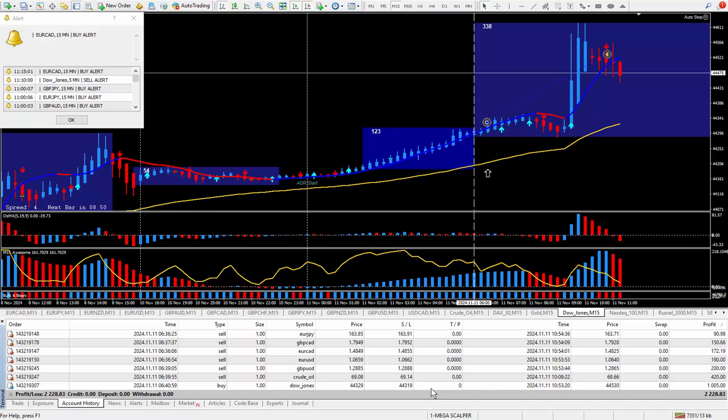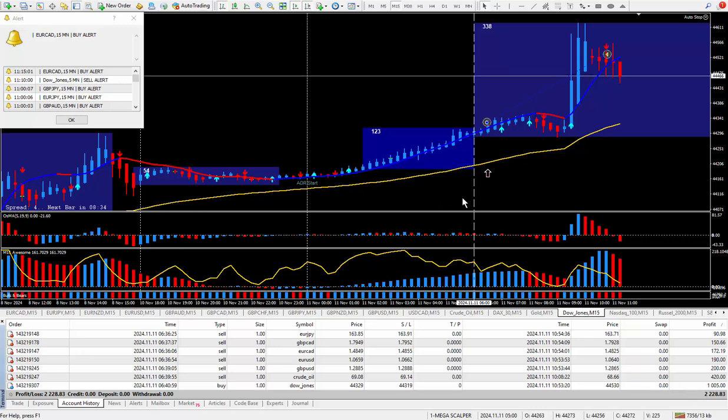So another great day of trading using my Mega Scalper. I knew it was going to be well over 200 pips and or ticks. Grand total came to 341, and all of those pips and ticks ended up paying out $2,228.